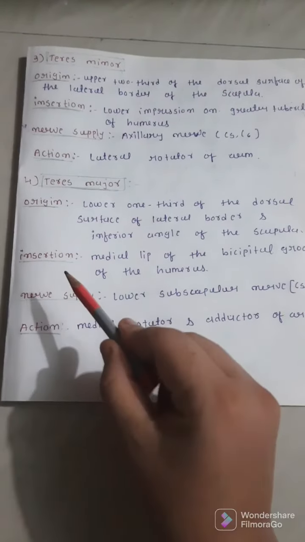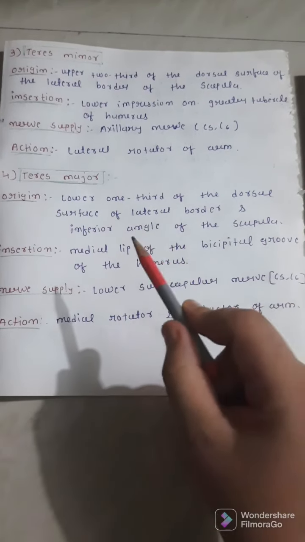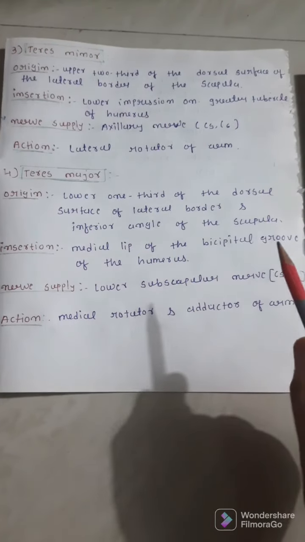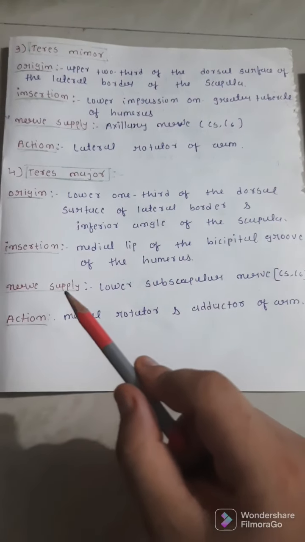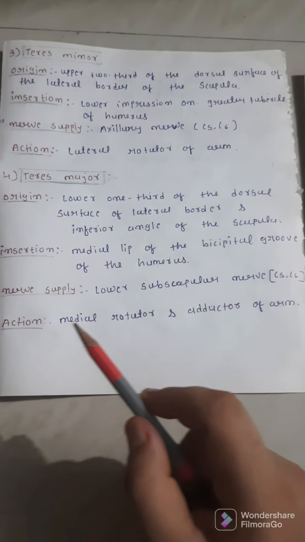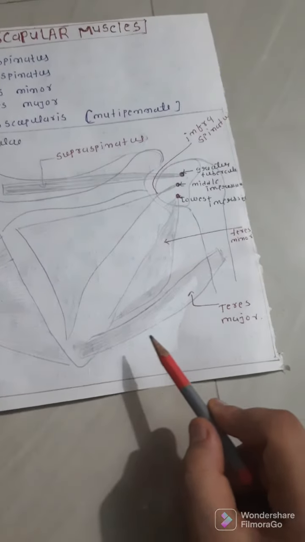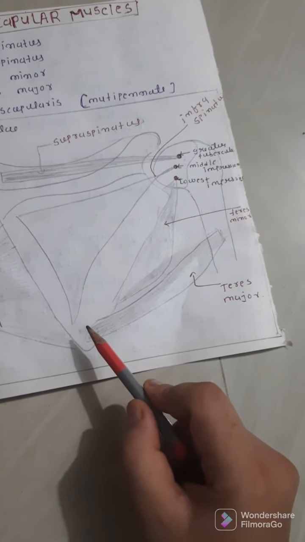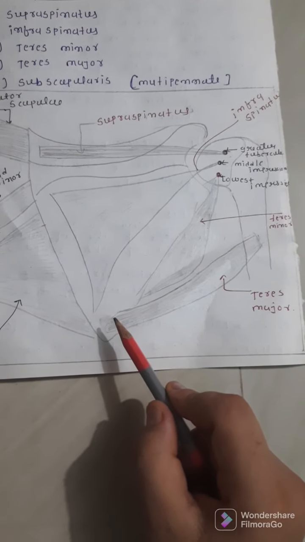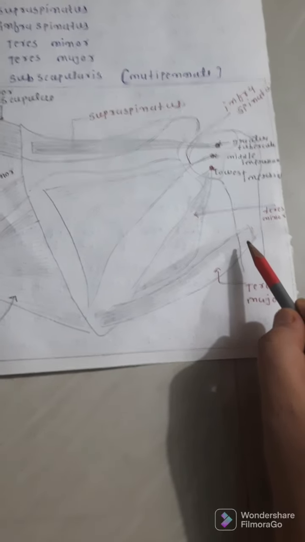Teres major origin, lower 1/3 of the dorsal surface of the lateral border and inferior angle of scapula. Insertion, medial lip of bicipital groove of the humerus. Nerve supply, lower subscapular nerve C5 and C6. Action, medial rotation and adductor of arm. You can see here teres major origin from the inferior angle of scapula and insertion of the bicipital groove.